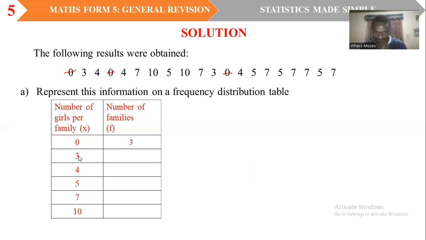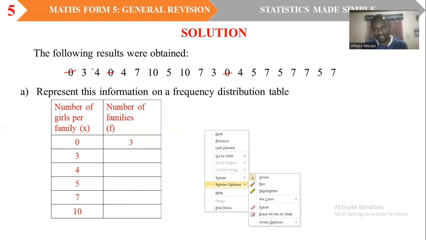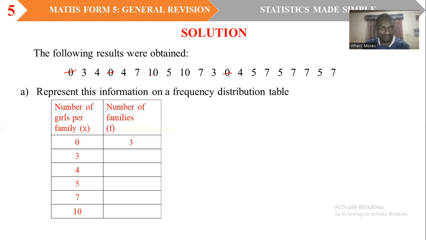Now, moving to the next, 3. How many families had 3 girls? Again, we count. We have 1, 2, that is all. So we have 2 families with 3 girls each.